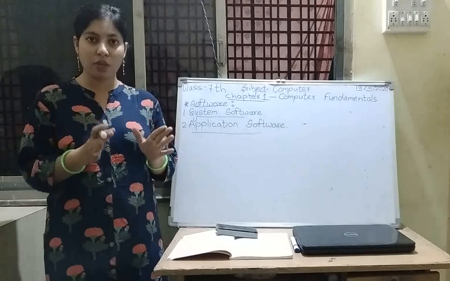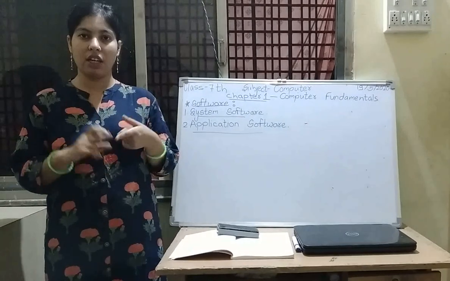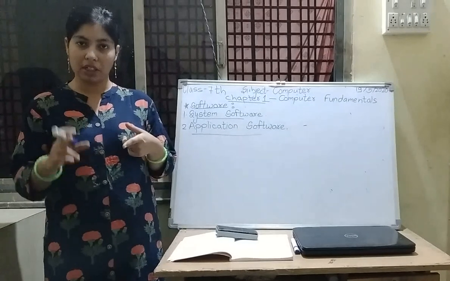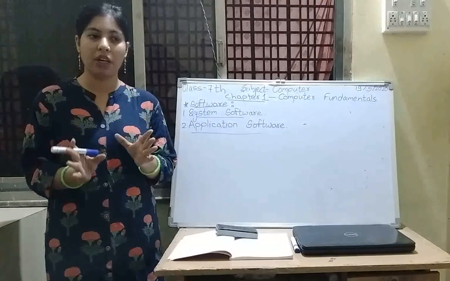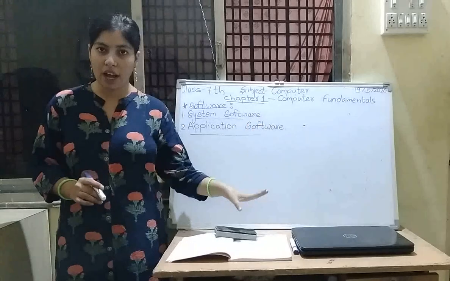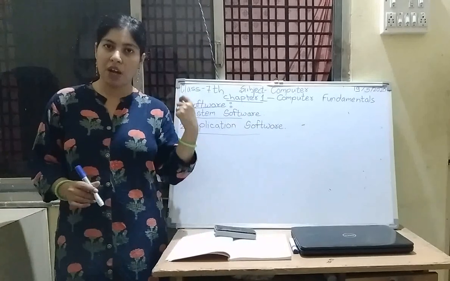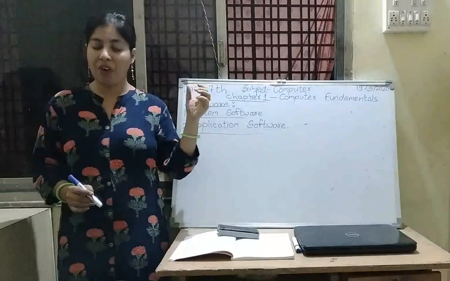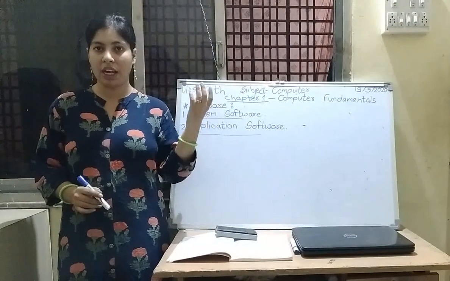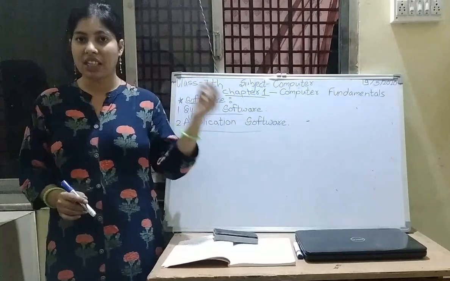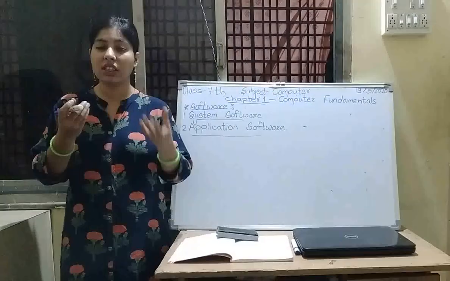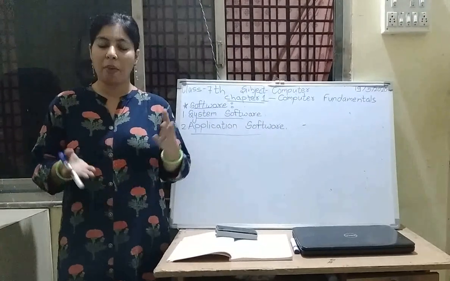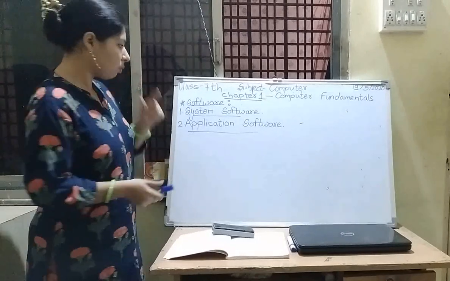But why is system software used? System software is used for controlling the operation of a system. Controlling the operation means whatever is happening inside the computer: input is coming, output is going, files are being saved, files are being opened, files are getting deleted. All those things are monitored by the system software.